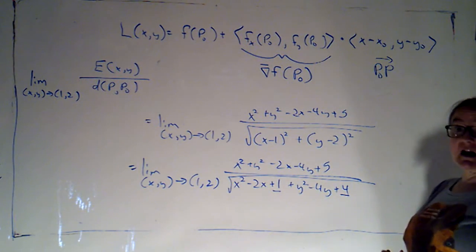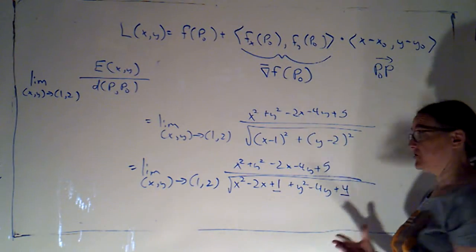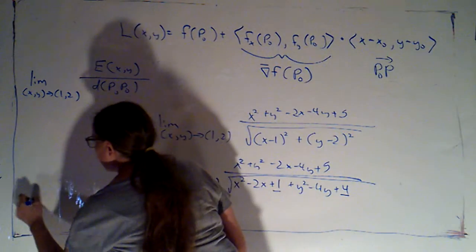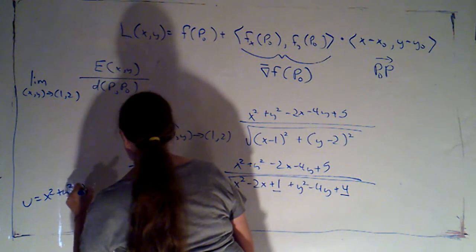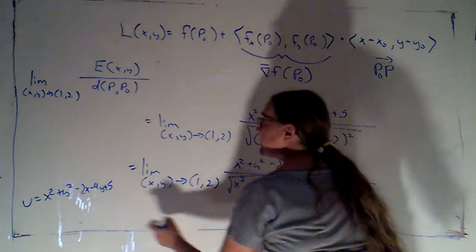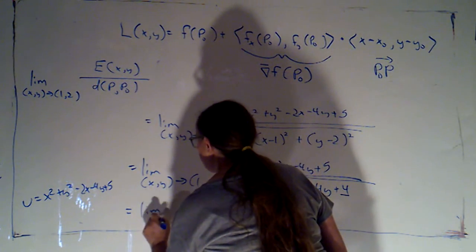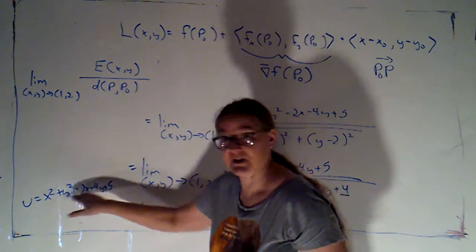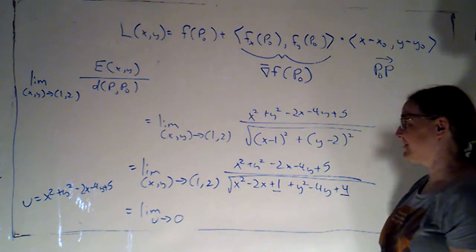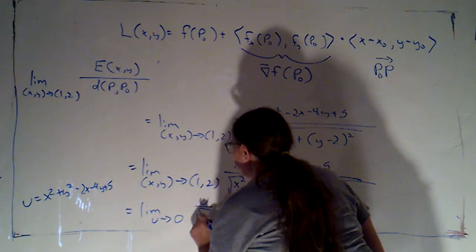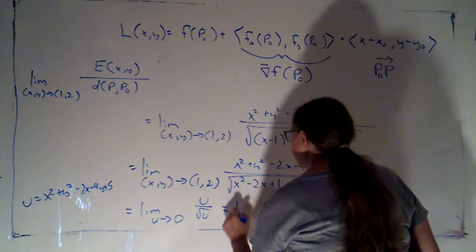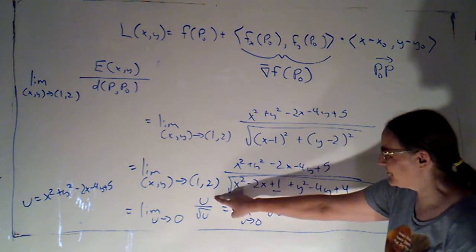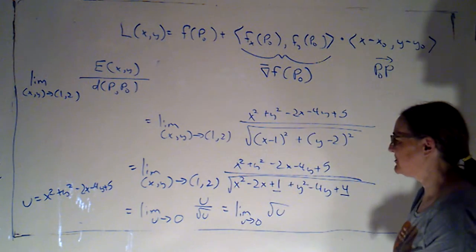Now, I can work with this a couple of ways. I could do a U-substitution. I could let U just be this expression. In fact, let's do that. I could say U is x squared plus y squared minus 2x minus 4y plus 5. And so this would become the limit as U approaches 0, because as I plug in (1, 2), this expression goes to 0. Because we just said the top and bottom are both going to 0. This becomes U over root U. That simplifies to the limit as U goes to 0 of just root U, right? Because that's U to the first, that's U to the 1/2. That gives me U to the 1/2.